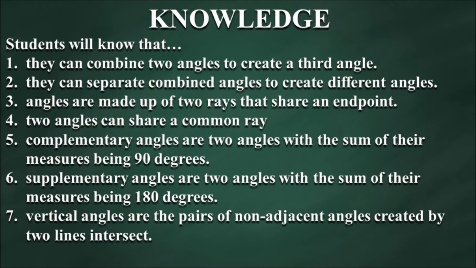Students will know that complementary angles are two angles with the sum of their measure being 90 degrees. Students will know that supplementary angles are two angles with the sum of their measure being 180 degrees. Students will know that vertical angles are the pairs of non-adjacent angles created by two intersecting lines.